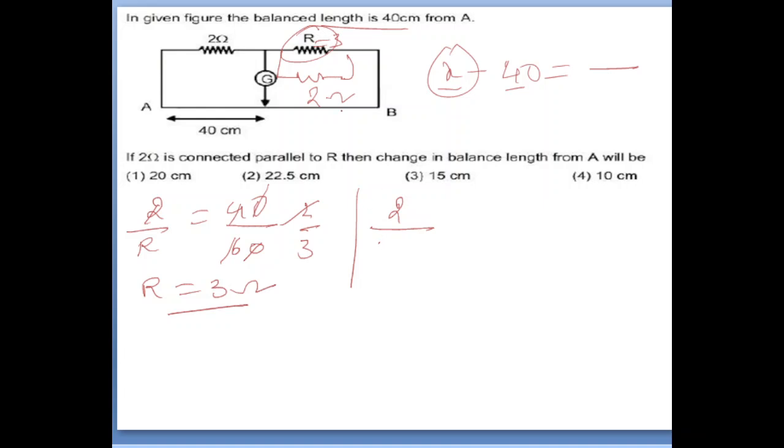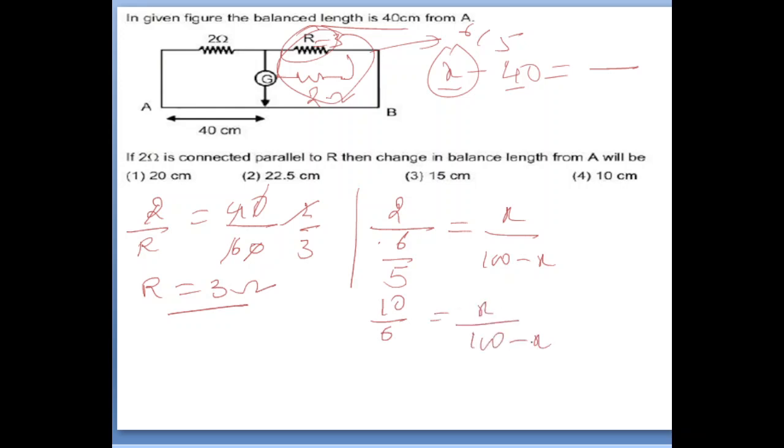So what is the equivalent of these two? 6 by 5. The equivalent is 6 by 5. So with the 2 ohm on the other side, the balancing condition is 2 by 6/5 equal to x by 100 minus x, where x is the length we are finding. So you will write it as 10 by 6 equal to x by 100 minus x. So this will be 5 by 3. Cross multiply, and you get 500 minus 5x equal to 3x.